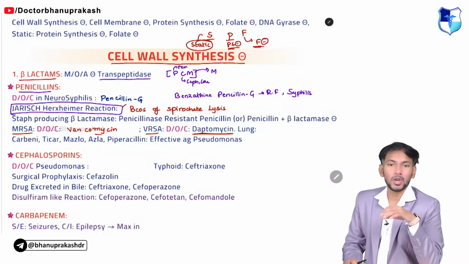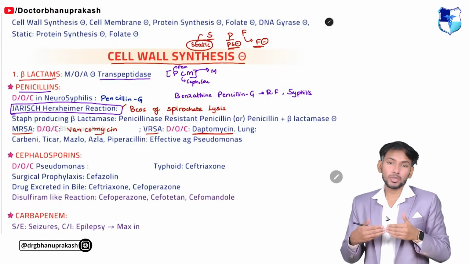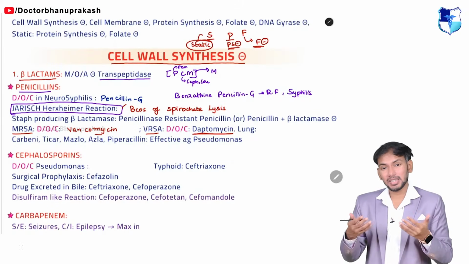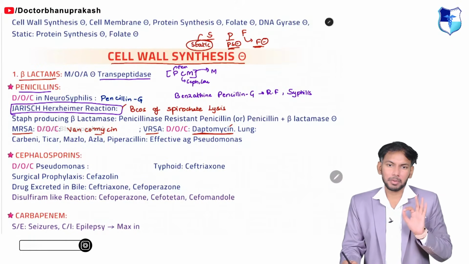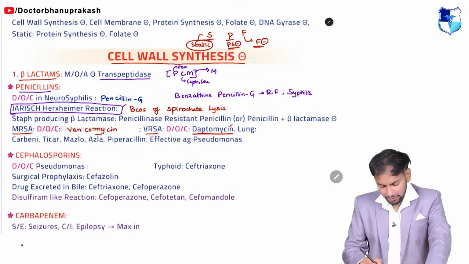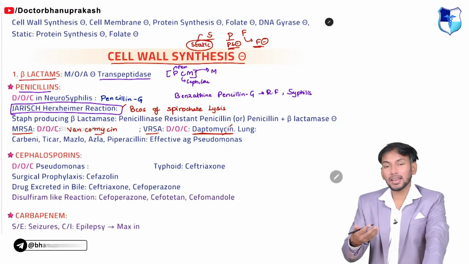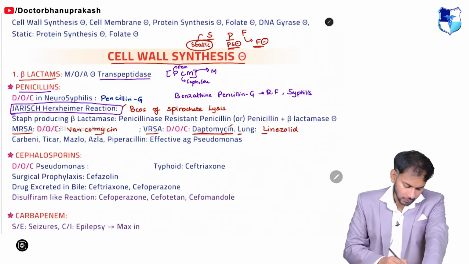But if you see VRSA pneumonia, that means a pneumonia caused by vancomycin resistant Staphylococcus aureus, can you give daptomycin? No, you cannot give daptomycin because lungs have surfactant and surfactant inactivates daptomycin. So, in the lung you have to give linezolid. L for L, remember it this way. L for L. In the lung you will give linezolid.